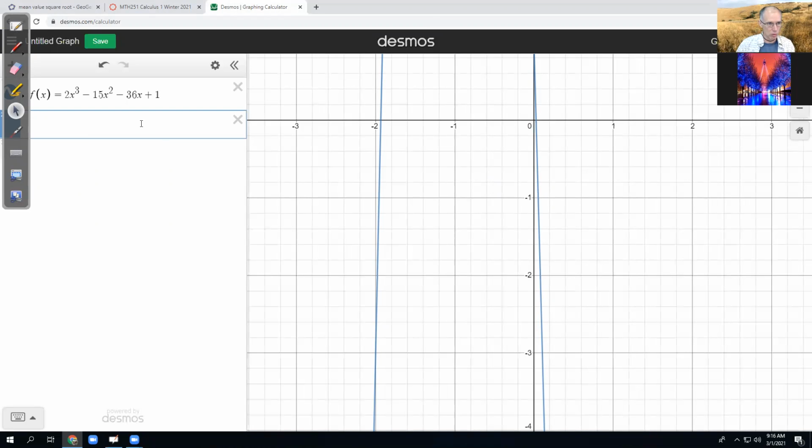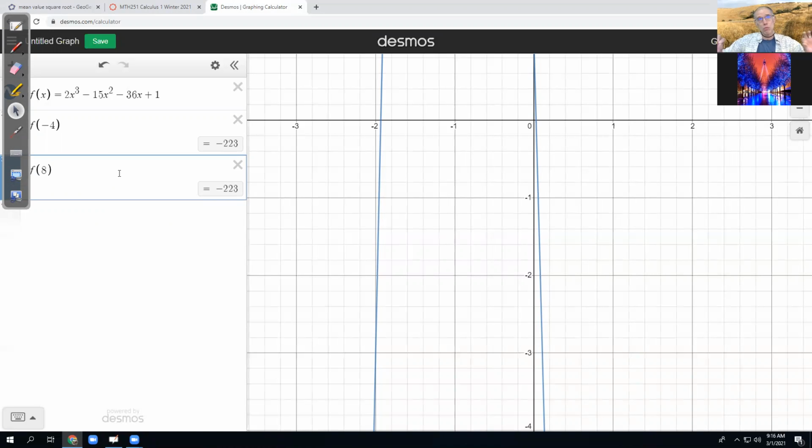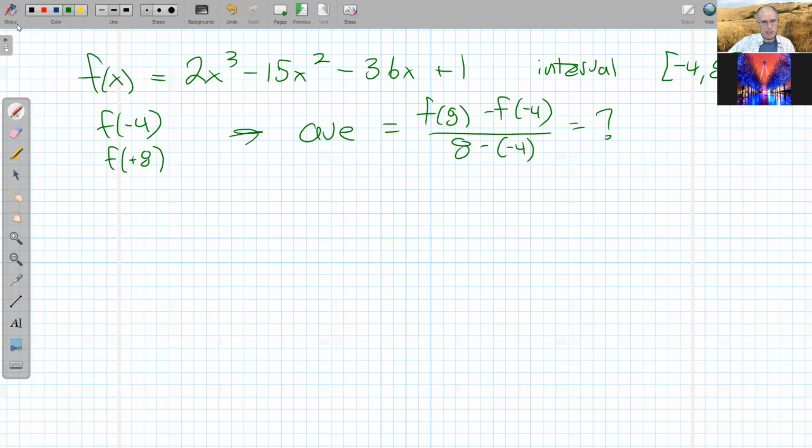I'm just going to say, well, what is f of -4, by the way? F of -4 is -223, so I need to go down quite a bit. And let's see where f of 8 is. F of 8 is also negative 223. Interesting. All right, so I have a secant line through 2 points at the same vertical level, so the slope is going to be 0 there. So I'm going to write that down real quick because that's exciting. So we have a 0 slope here, right?